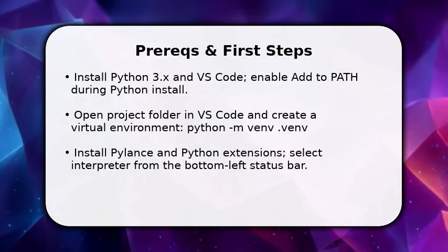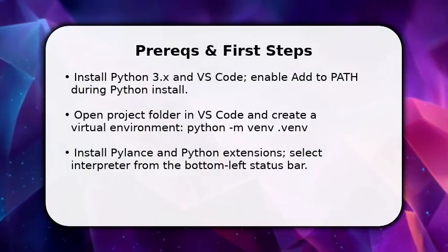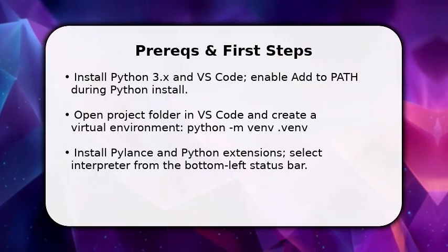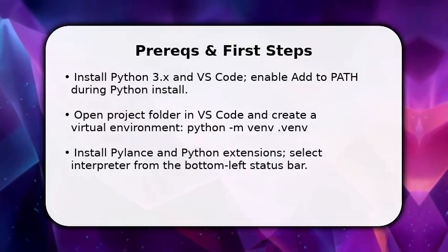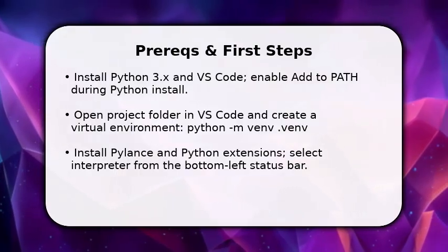You start by making sure Python and VS Code are installed and on PATH. This avoids environment confusion. Once done, open your project folder and create a virtual environment with python -m venv venv so dependencies stay isolated.